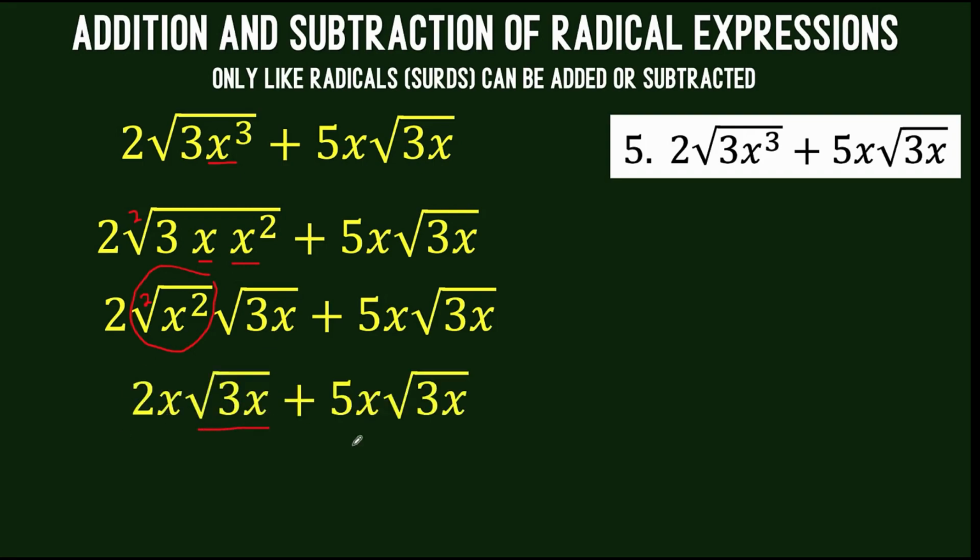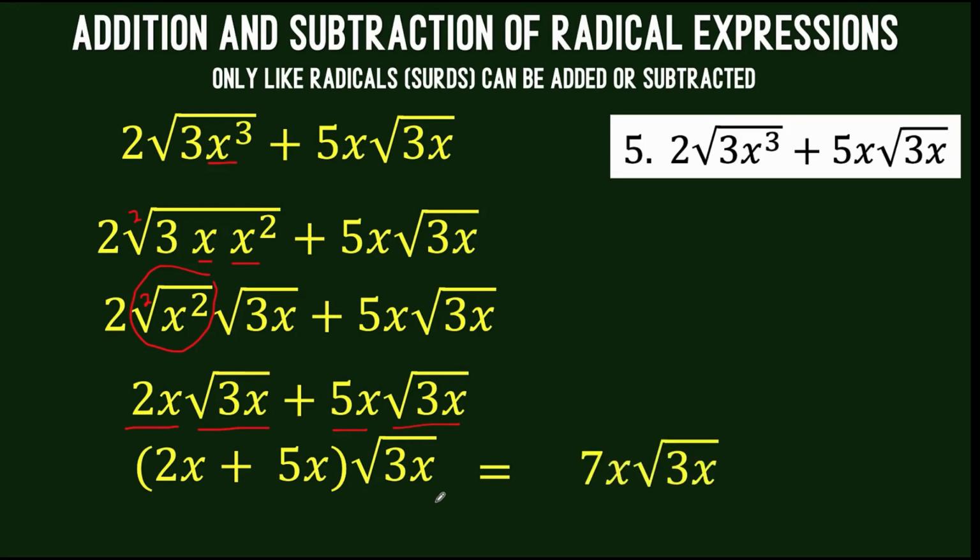And you have here the square root of 3x and the square root of 3x. So clearly these are like radicals. All we have to do is add 2x plus 5x and append the common radical, square root of 3x. And this is now our final answer. And 2x plus 5x is equal to 7x. So our final answer is 7x times the square root of 3x.